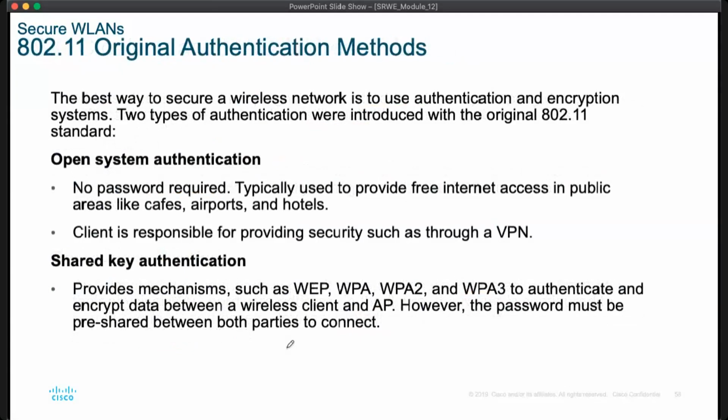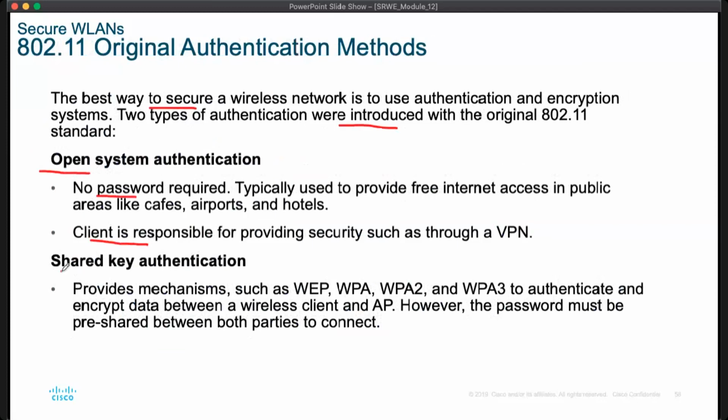Original authentication methods for 802.11. The best way to secure a wireless network is to use an authentication and encryption system. Two types of authentication were introduced with the original 802.11 standard. First, open system authentication, so no password is required, typically used to provide free internet access in public areas like cafes, airports, and hotels. The client is responsible for providing security, such as through a VPN.